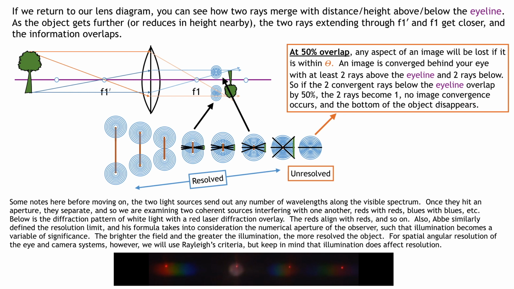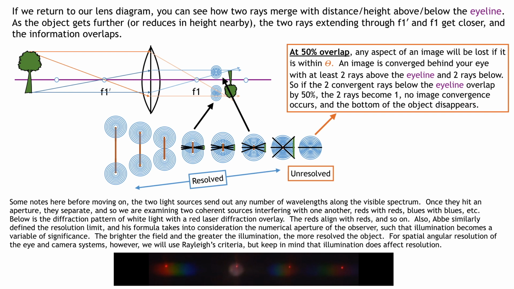And images converge behind your eye, again, with at least two rays above the eye line and two rays below. So again, the top of the tree is the two rays above your eye line, the bottom of the tree is with the two rays below in this example. So if the two convergent rays below the eye line overlap by 50%, the two rays become one, no image convergence occurs, and the bottom of the object disappears. So in this case here, you can see how the two rays coming off the bottom of the tree are closer than the two rays coming off the top of the tree, because the bottom of the tree is shorter than the top of the tree in this case.